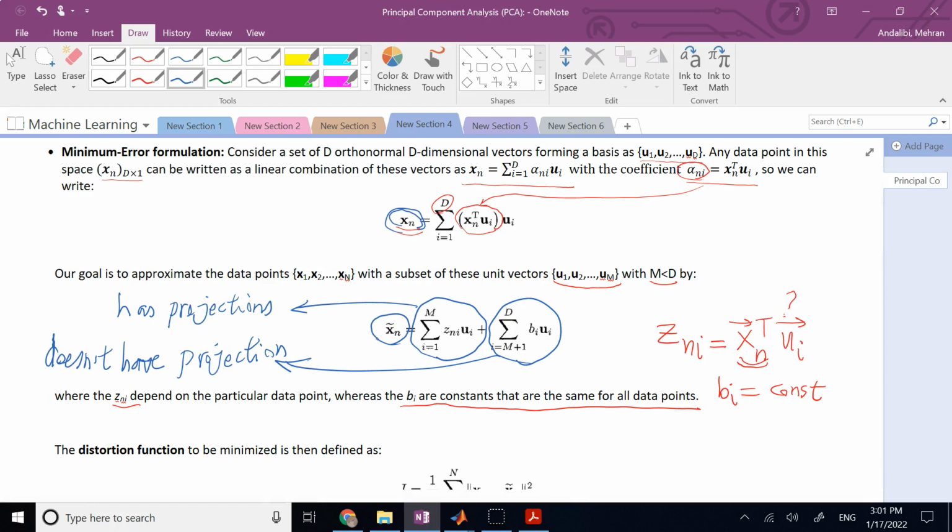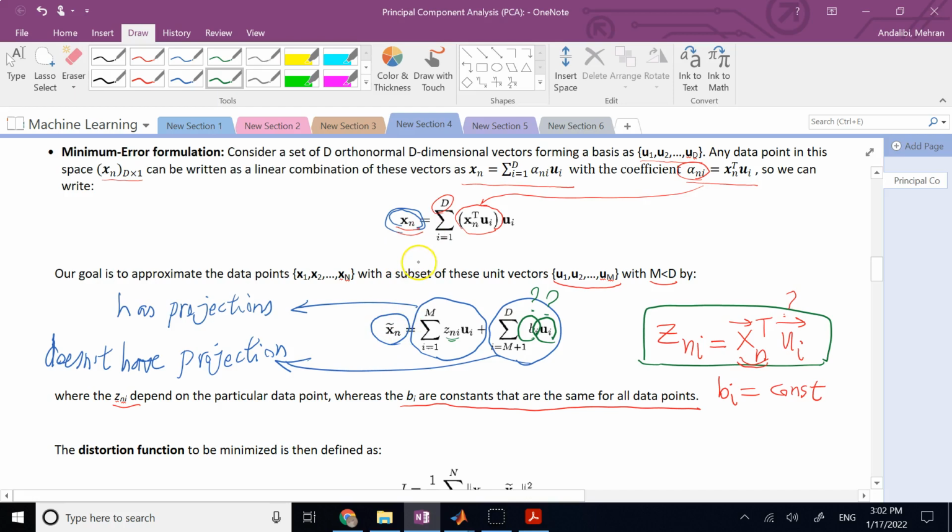The goal is to choose the ui's, which are unknowns, and these bi's, right? Z's are not really independent. They are functions of x's and u's. So once you have u's, z's will be determined. So I'm not going to call z's really unknowns. The unknowns are really b's and u's. You can easily find z's, as I said, these are the dot product terms. So how can I find u's and b's such that the difference between x's and the x tildes, the approximation of them, is minimum?